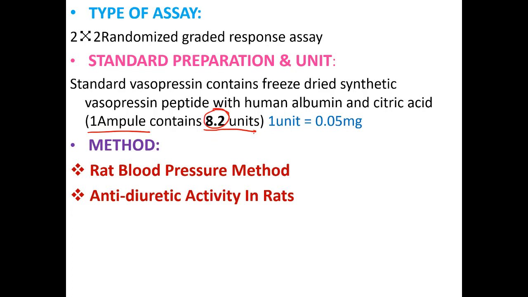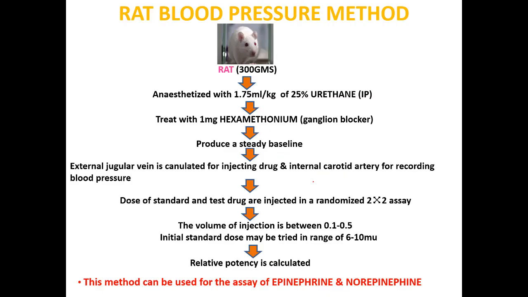8.2 units means 1 unit consists of 0.05 mg. Then how much is 8.2 units? This will be 0.41 mg. So totally you will be having 0.41 mg of this vasopressin. Let's see the methods we are using in this. The first method is the rat blood pressure method, and the next method is antidiuretic activity in rats. Let's see the first one.